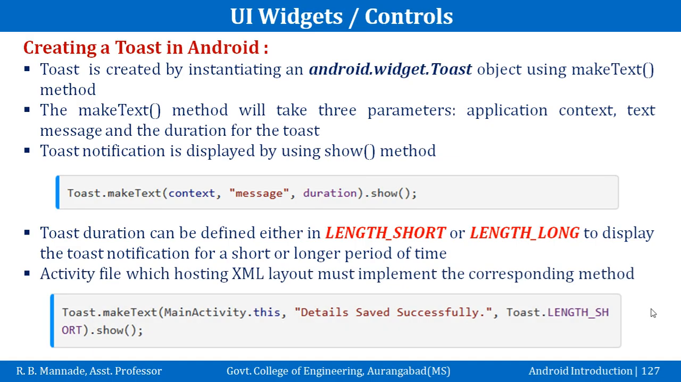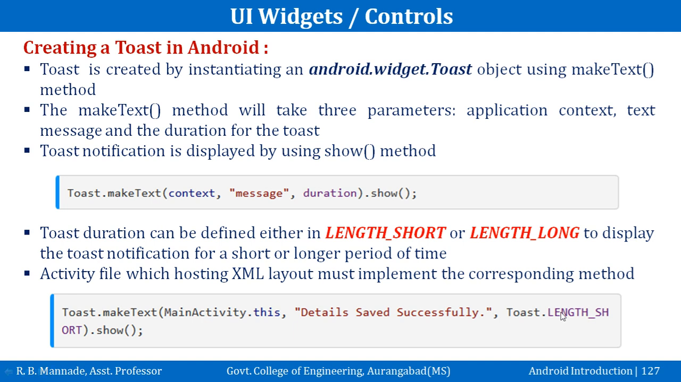Right, an activity file which hosts the XML layout must implement the corresponding method. Okay, so here is one more precise example. Here we are creating the object of the Toast class, and we are calling the makeText function, and we are passing here three parameters. So here MainActivity.this means the context of the current activity, and whatever string is there, Details saved successfully, is the message which will be actually shown to the user, right?